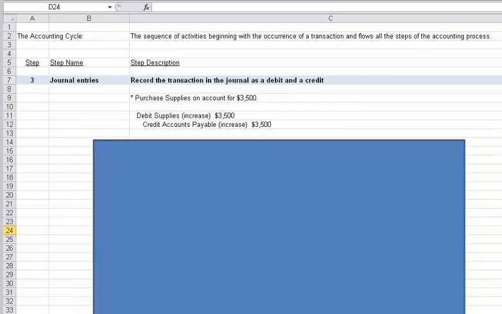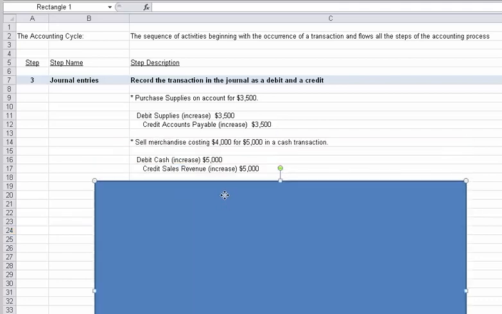So let's first look at an example where we purchase supplies on account for $3,500. We would debit supplies, which increases the asset, a current asset, for $3,500, and we would credit accounts payable, which is a current liability that's used to represent the obligations we owe to our vendors in exchange for either goods or services that they've provided, and of course we've agreed to pay for them in the future. So our obligation to pay those off shows up in accounts payable, and we're crediting a liability, so we're increasing the account.